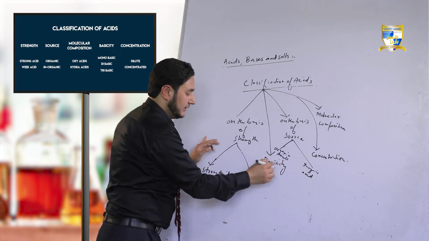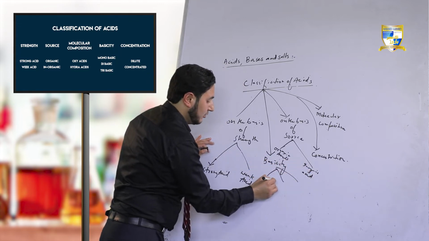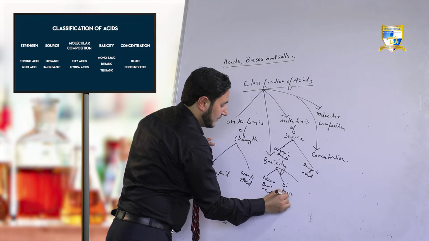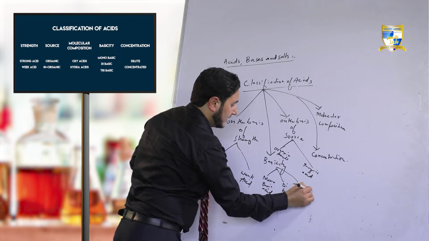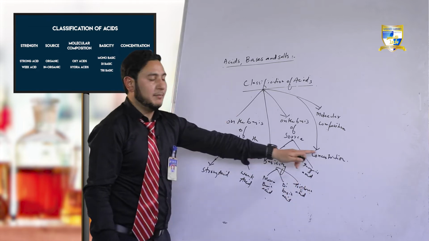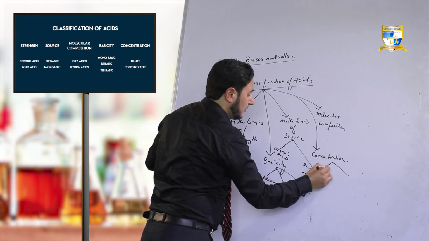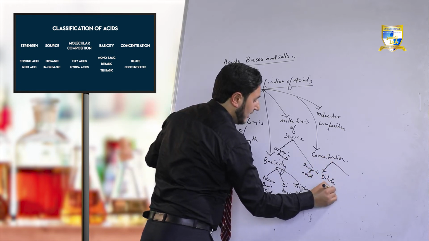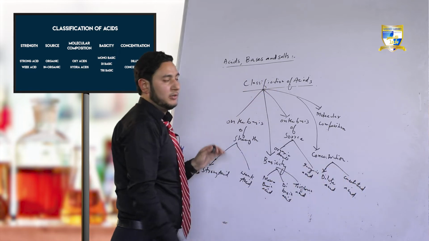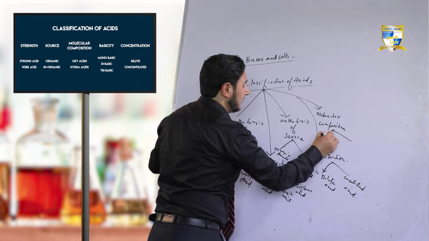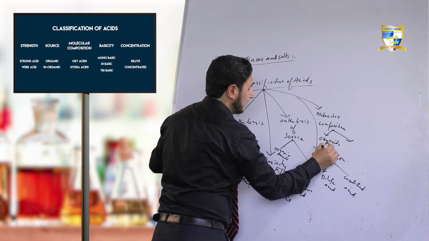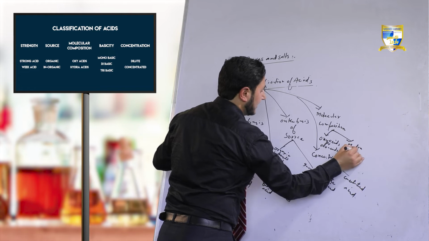On the basis of basicity, acids are classified into 3 types: monobasic acid, dibasic acid, and the third one being the tribasic acid. On the basis of concentration, acids are classified furthermore into 2 groups, dilute acid and concentrated acid. And the last one, that is the molecular composition, acids are classified into furthermore 2 types, that is oxyacids, also called oxoacids, and the hydra acids.